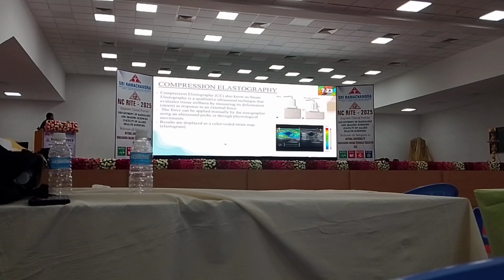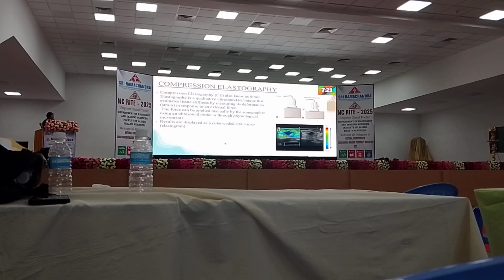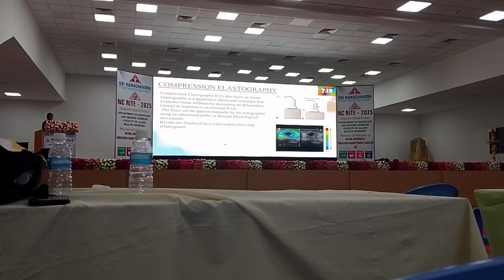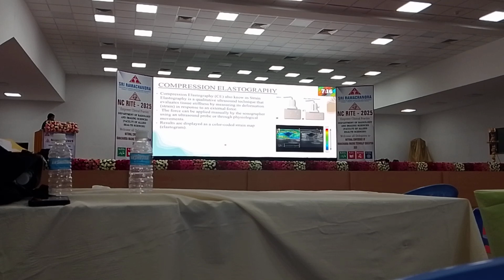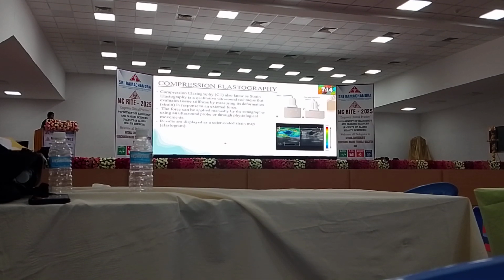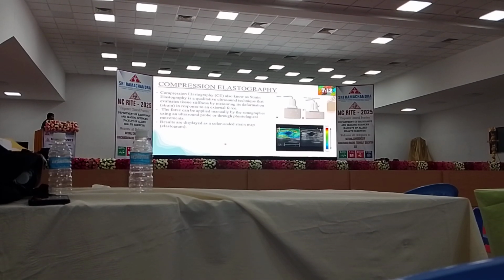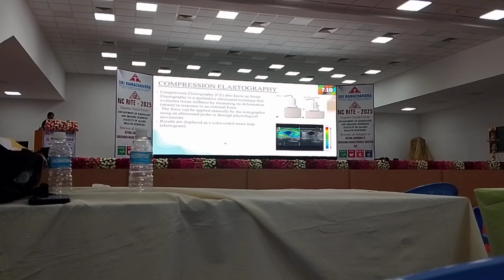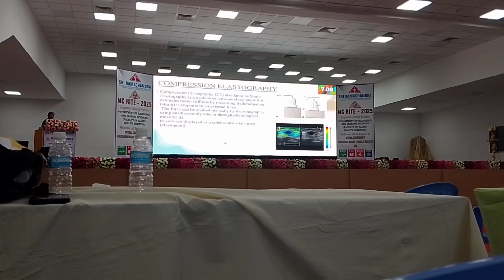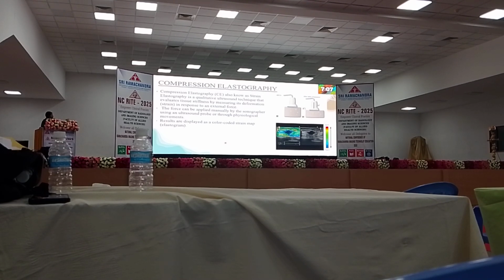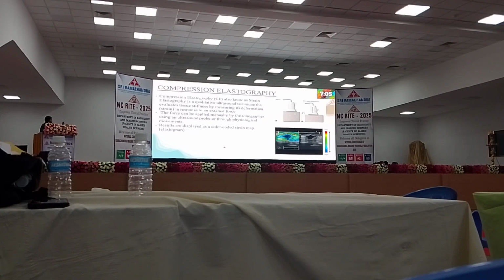It is a qualitative ultrasound technique that evaluates the stiffness of tissue by measuring its deformation, how well it actually yields in response to an external force. The force can be applied manually by the sonographer using the ultrasound probe or through physiological movement. Here, the image can be observed as a color-coded strain map.